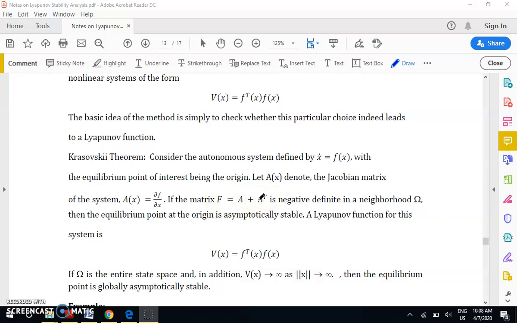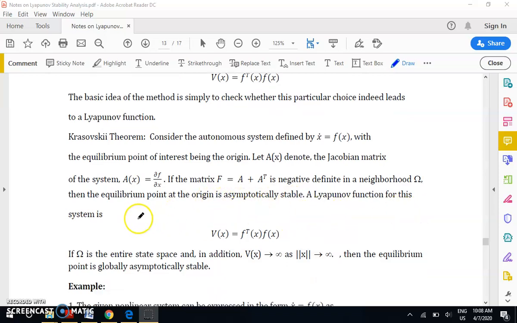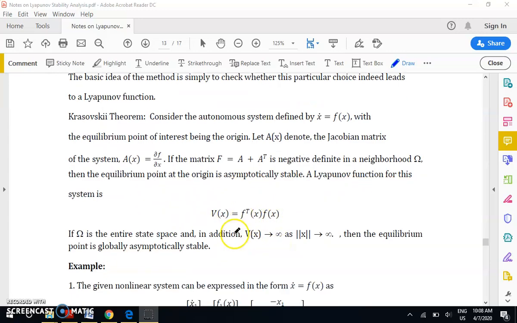According to Krasovsky's theorem, if this F is a negative definite matrix in a certain neighborhood around the origin, then the equilibrium point, the origin, is asymptotically stable, at least locally, and the Lyapunov function for the system is V(x) equals f transpose(x) into f(x). However, if Omega is the entire state space and in addition V(x) tends to infinity as norm x tends to infinity, then the equilibrium point is globally asymptotically stable.